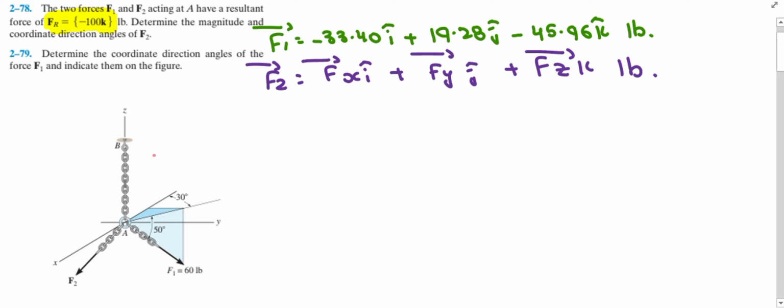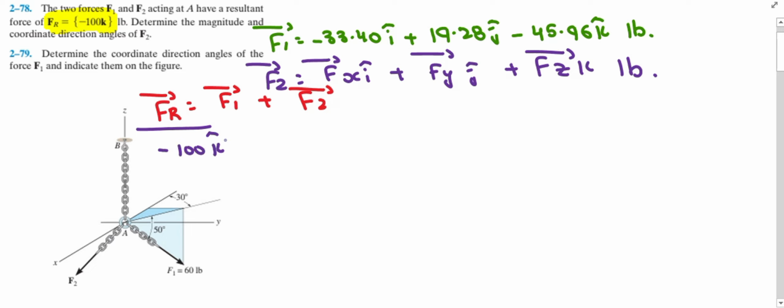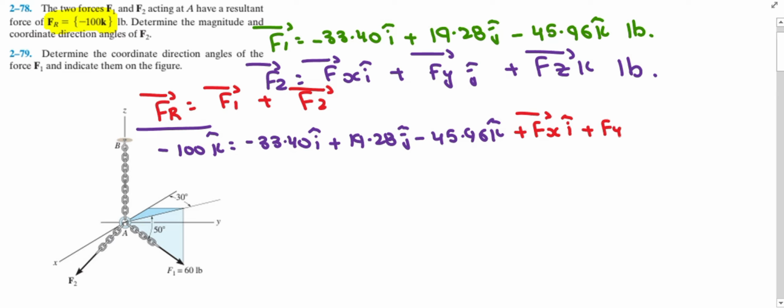So we are going to apply the resultant formula here, and this formula says that Fr is equal to F1 plus F2, so that we compare i with i, j with j, and k with k on the opposite side. And in this case, the opposite side is the resultant vector. Let me show you how. The value of Fr is negative 100 k, and the value of F1 is negative 33.40 i plus 19.28 j cap, similarly negative 45.96 k cap. And similarly, the value of F2 is Fx i plus Fy j, and similarly Fz k.